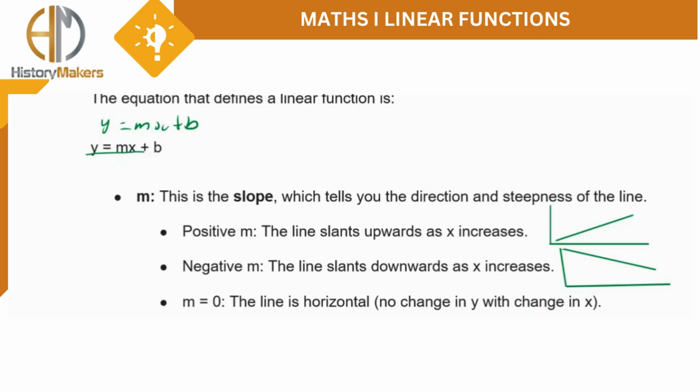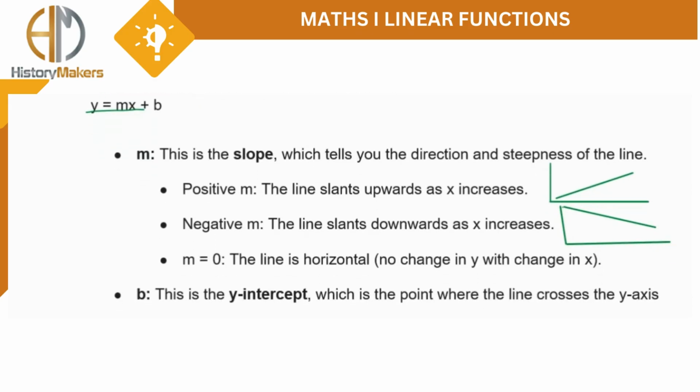m is equal to 0. The line is horizontal. So when m is equal to 0, meaning the line is just horizontal like this, there is no slope here. So no change in y with the change in x.